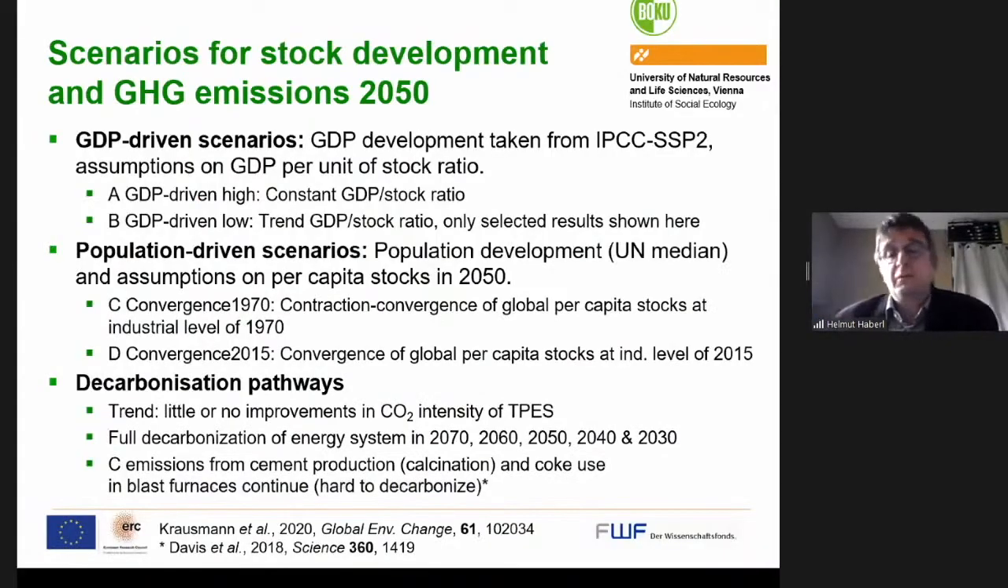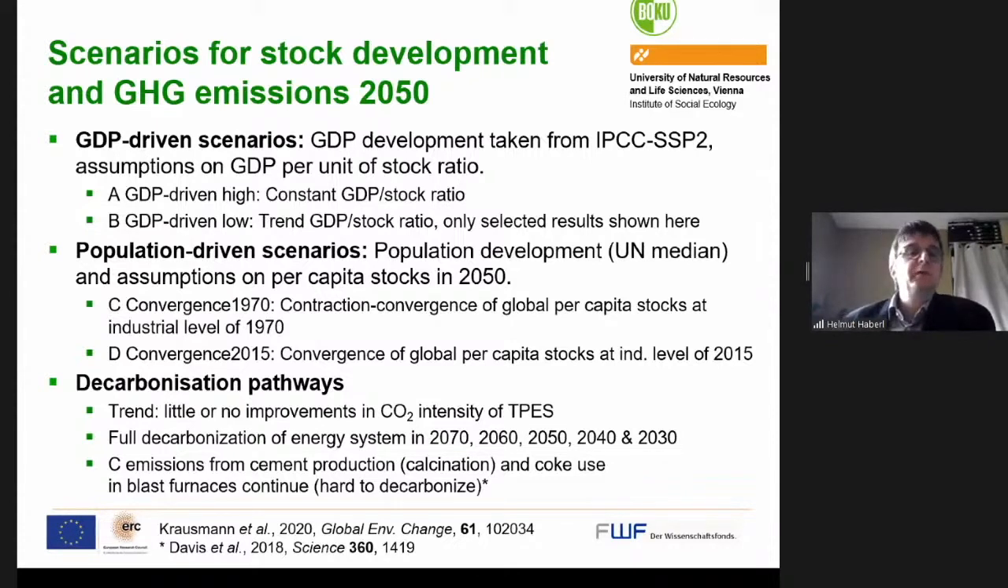I will share very quickly one scenario analysis that shows why the stock development matters in terms of greenhouse gas emissions. We did some scenarios until 2050, where on the one hand, we looked at what happens if everything develops like in the past, driven by increases in gross domestic product, so economic growth. And then we looked at 2 scenarios where we looked at some kind of options to get at an equal per capita stocks in different world regions.